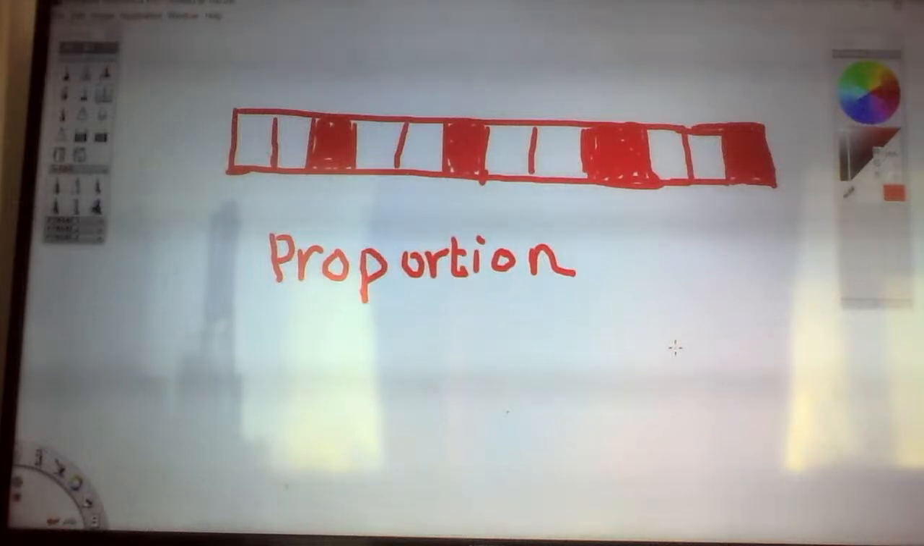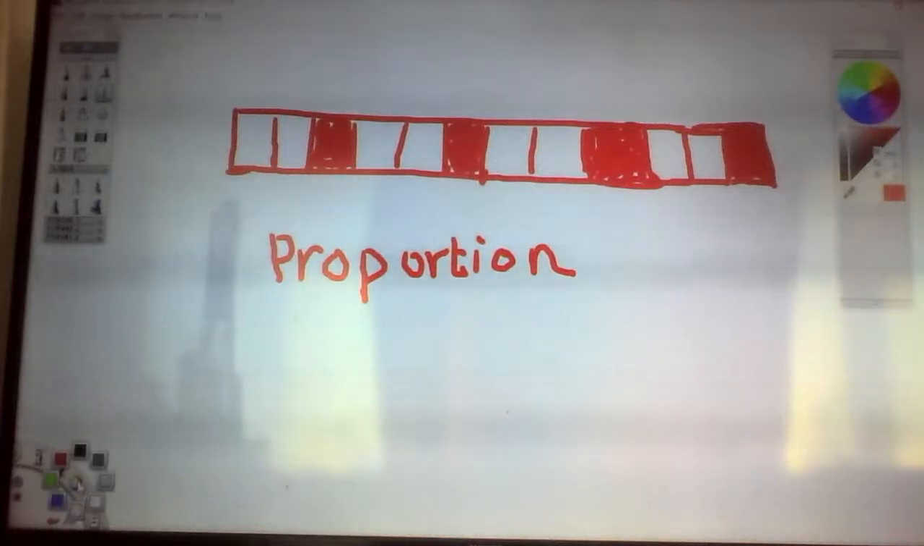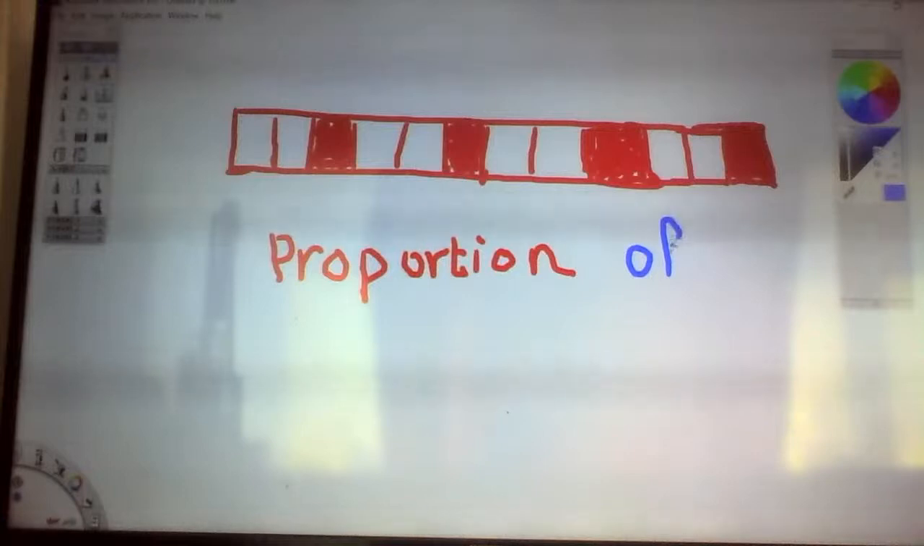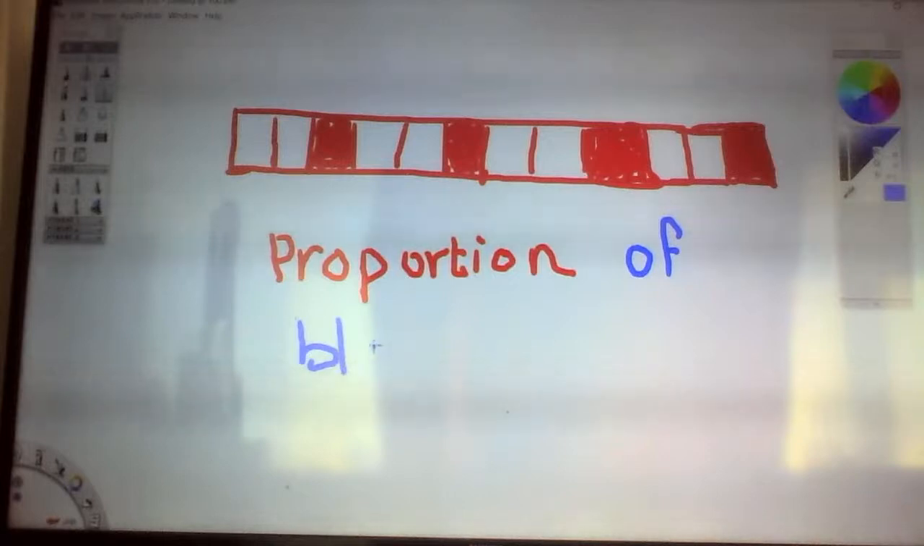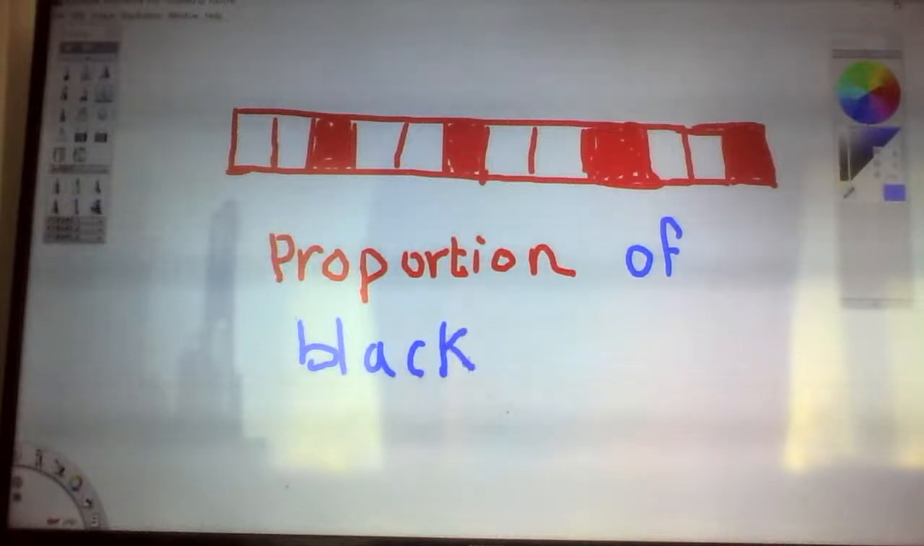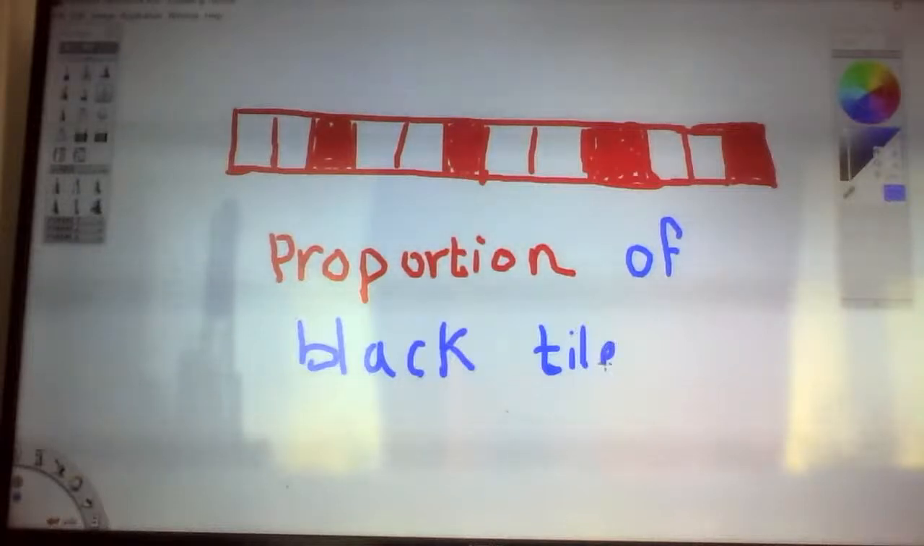Have that written down. So the question is, number 2, what is the proportion of black tiles? So proportion, and if I change color, let's choose an easy color to change it. Proportion of black tiles. There's no mention of white tiles at all. What's the proportion of black tiles?